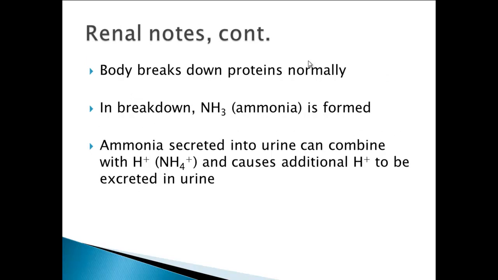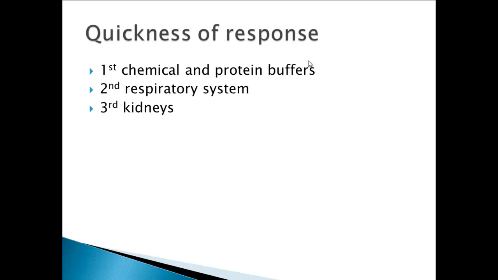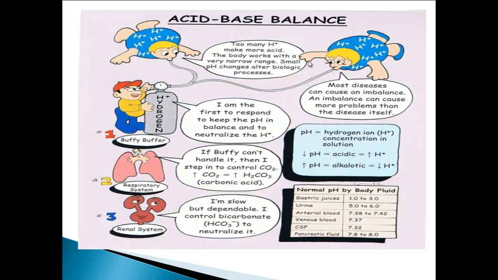One way the kidneys can remove that hydrogen ion involves protein breakdown. When the body breaks down proteins, ammonia is formed, and ammonia can be secreted in the urine and combined with that extra hydrogen ion, pulling it out of the system and freeing up that bicarbonate. So ammonia can be formed in the kidneys and get rid of that extra hydrogen. Again, the first responders are the chemical protein buffers, second is the respiratory system, and third is the kidneys.